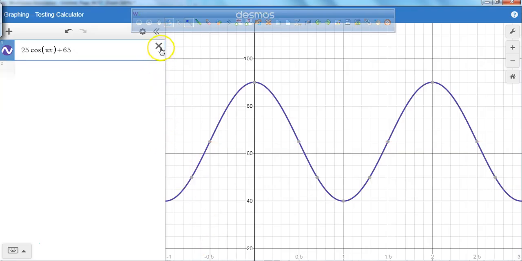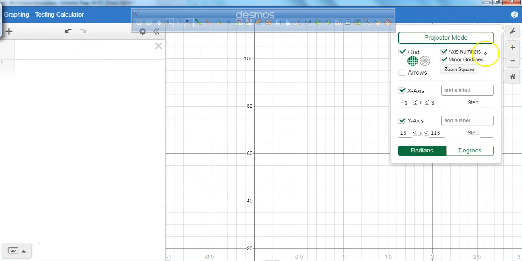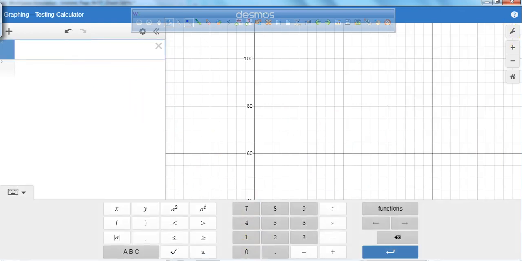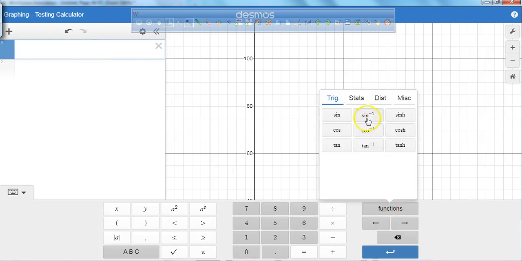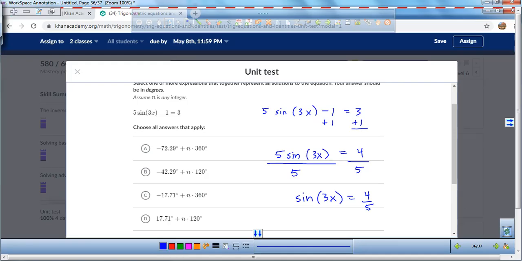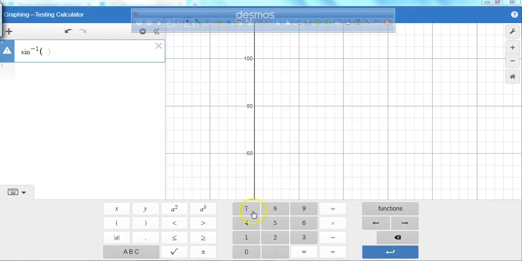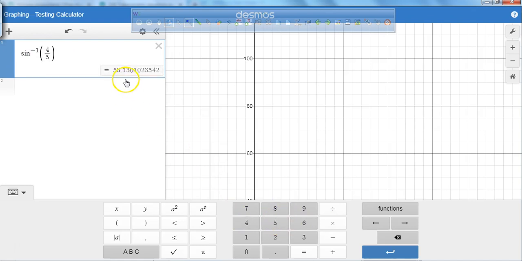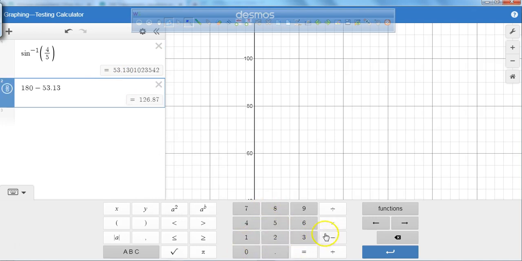All I'm going to do is the inverse of sine. Make sure it's in degree mode this time. So I'm going to hit inverse sine of 4 divided by 5. So 53 degrees. So we're at 53 degrees, and then if I do the supplement, 180 minus the 53.13, we're at 126.87. All right, so that's where we need to be.